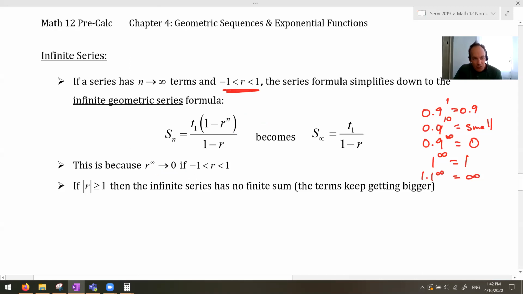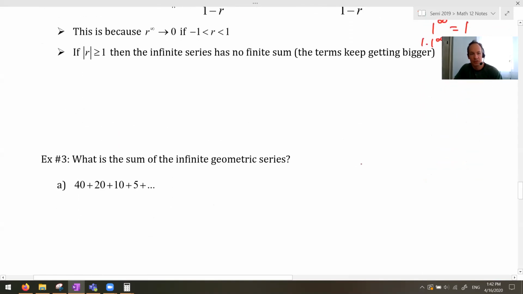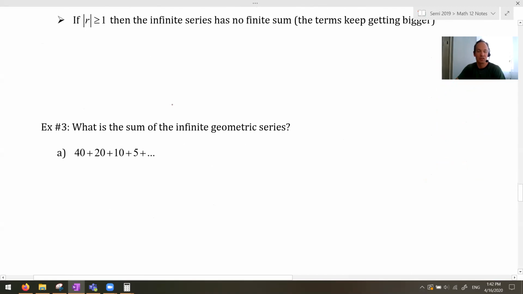Now the simple way of writing it is the size of r, so the absolute value, is greater than or equal to 1. Then the series has no finite sum because the terms keep getting bigger. So let's just look at a couple examples here. What is the sum of the infinite geometric series? The first thing you have to do with these types of questions is look at this and make a decision.